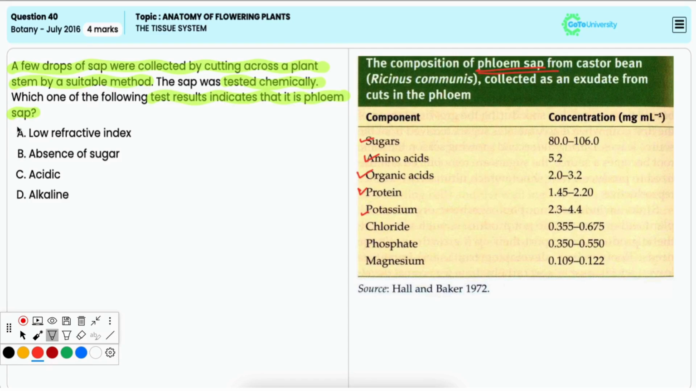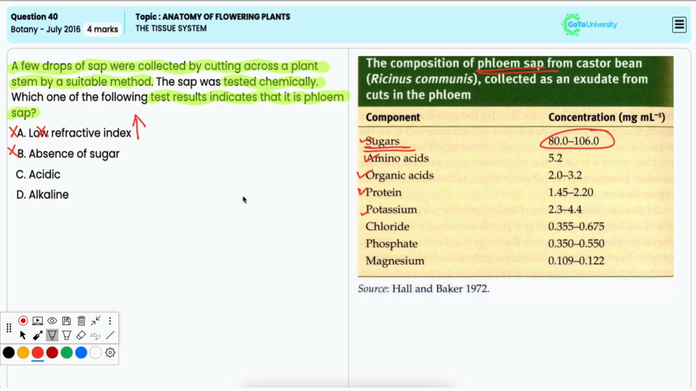It is incorrect because as phloem sap is rich in sugars, especially sucrose, it contributes to a relatively high refractive index. Option B, absence of sugar. It is also incorrect because phloem sap contains high concentrations of sugars, primarily sucrose.